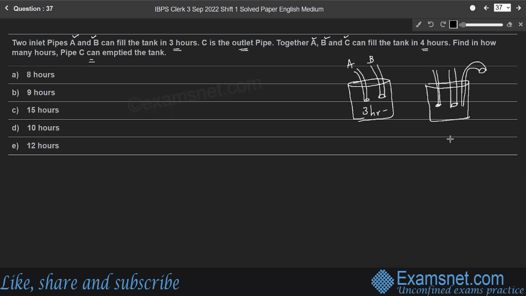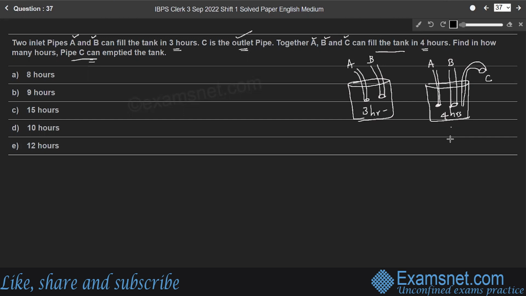So here C is the outlet pipe. That means it can empty the tank, not fill the tank. Here A, B can fill the tank, whereas C can empty the tank, right? Together they fill the tank in 4 hours. So find in how many hours pipe C can empty the tank. That means in how many hours pipe C alone can empty the tank, right?